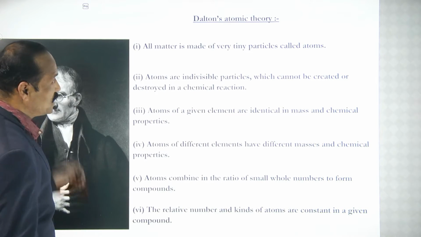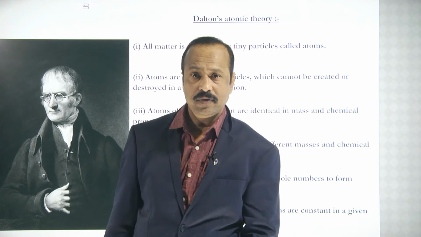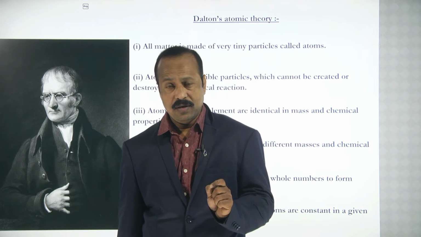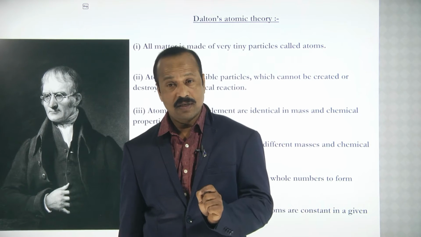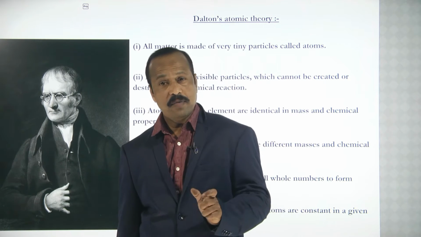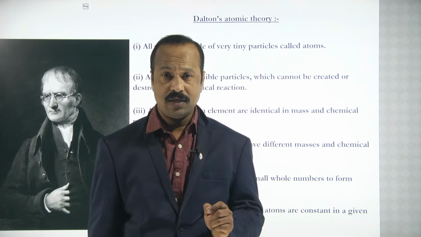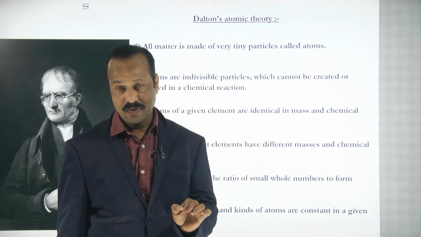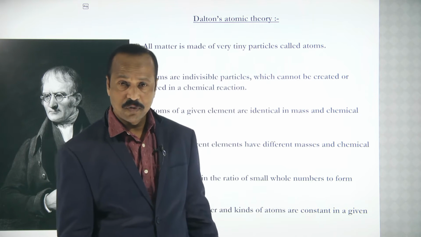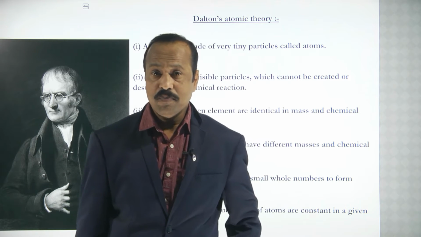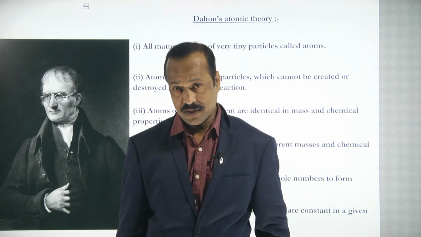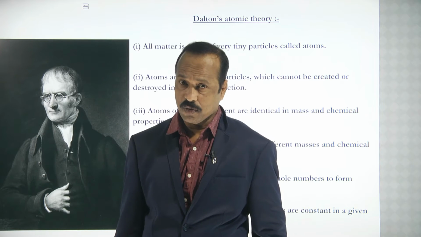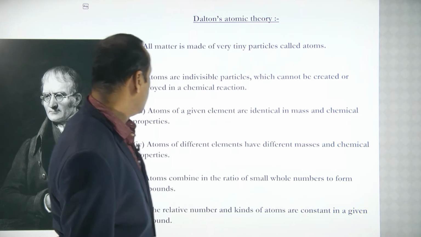In the previous class we discussed Dalton's atomic theory, and we have seen that the most important concept of Dalton's atomic theory was that any matter is made up of tiny particles called atoms, and atoms are indivisible, right? But it was proved wrong by J.J. Thompson. So, how did J.J. Thompson disprove Dalton's atomic model? That we are going to discuss today.